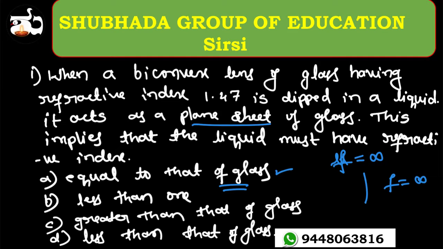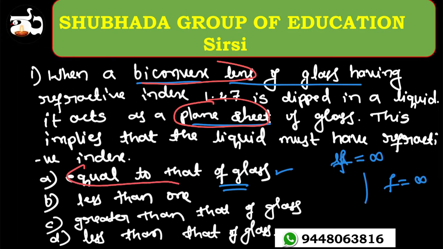Okay, the refractive index of the liquid equal to that of the glass. Let me take that. It has been given that the biconvex lens is made up of glass. A should be the right answer for this question. So what actually happens is, the biconvex lens acts like a plane sheet of glass when the liquid has a refractive index equal to that of the glass. Okay, so this solves the problem.